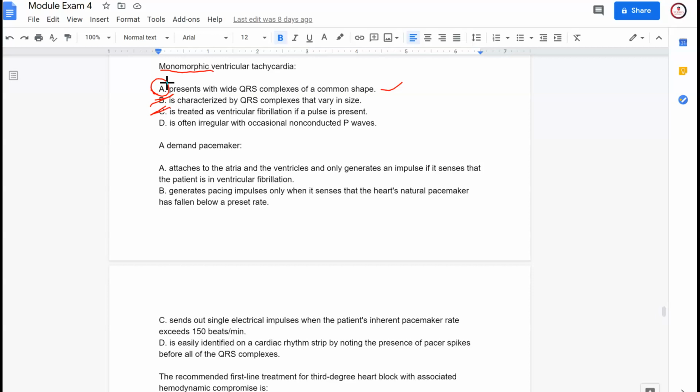A demand pacemaker attaches to atria and ventricles, only generates an impulse if it senses that the patient is in VFib. No, that would be a defib.